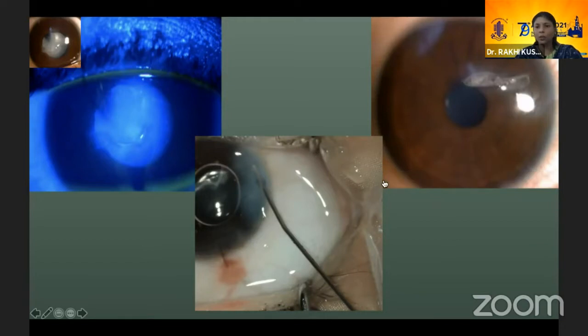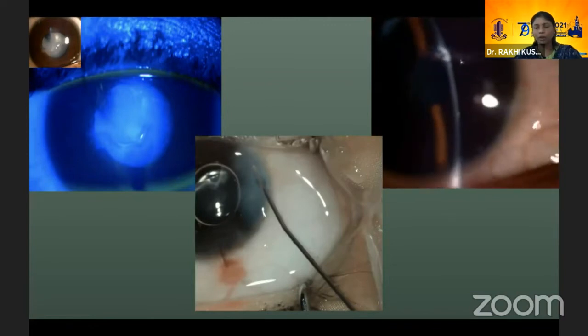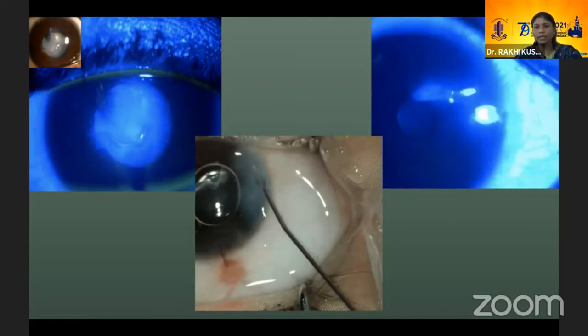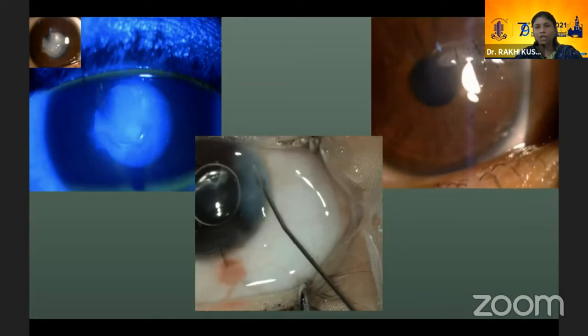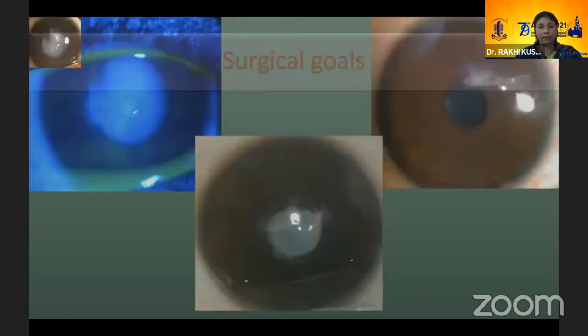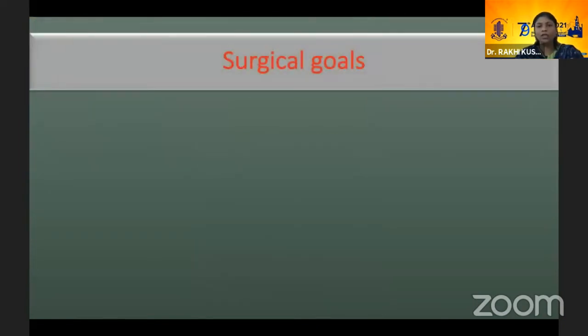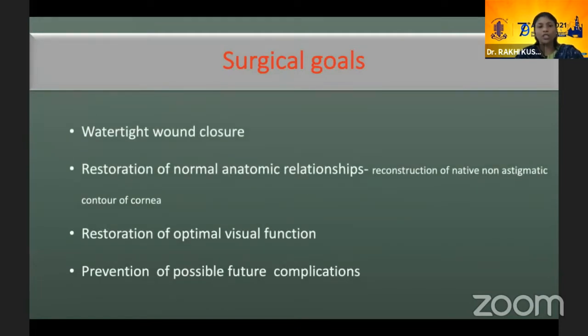The third one is a small perforation located paracentrally and associated with a lot of foreign bodies or dirt. So in these cases, we need to clear the margin of the perforation and remove all the dirt before suturing. Now, keeping the function of the cornea in mind, our surgical goal should be directed towards achieving watertight wound closure to maintain ocular integrity and restoration of normal anatomical relationship, restoration of optimal visual function, and prevention of possible future complications.